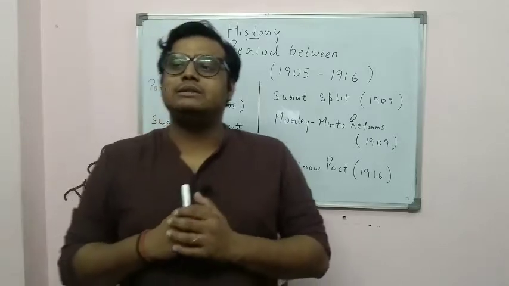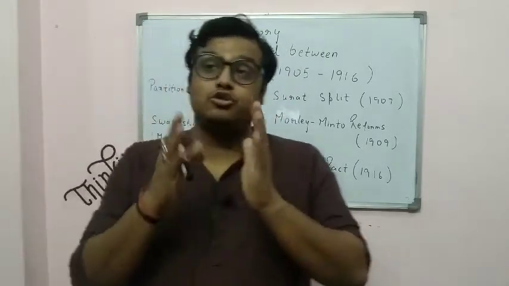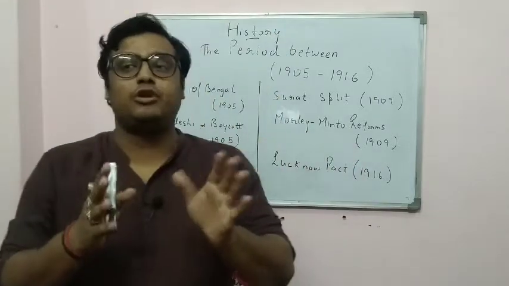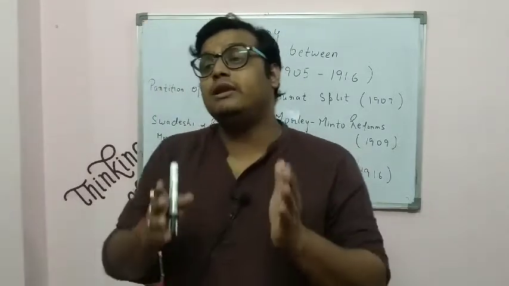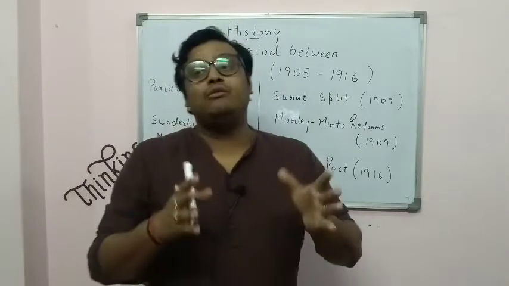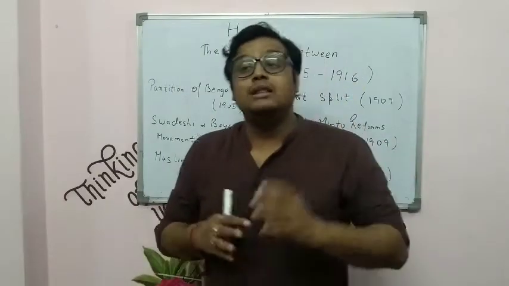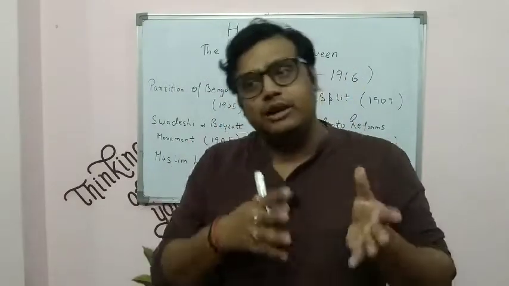I am telling you the basic years. Years are very important, you should remember the years. Dates are not so important, but the years are very important. So in 1906, the Muslim League was founded, and the main objective of the Muslim League was that there should be a separate electorate for the Muslims.